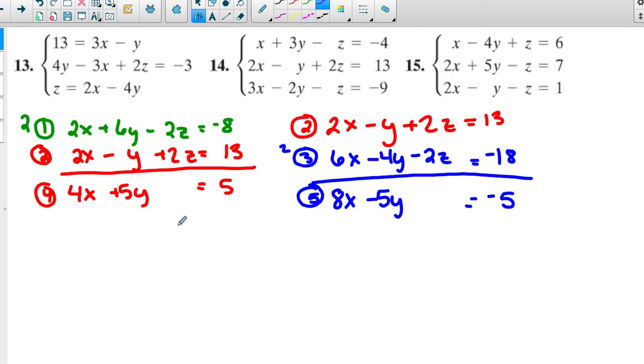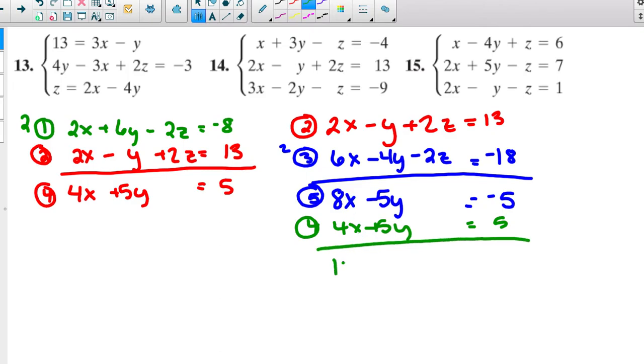All right, so now let's take a look at the two equations we just created, equations 4 and 5, and determine if we want to eliminate the x's or the y's. Well, in this case, the y's both have a coefficient of 5. One is positive and one is negative. So let's go ahead and add equation 4 to equation 5. So 4x plus 5y and 5. So let's add those two together, giving us 12x. The y's eliminate, and negative 5 and 5 is 0. So then x equals 0.